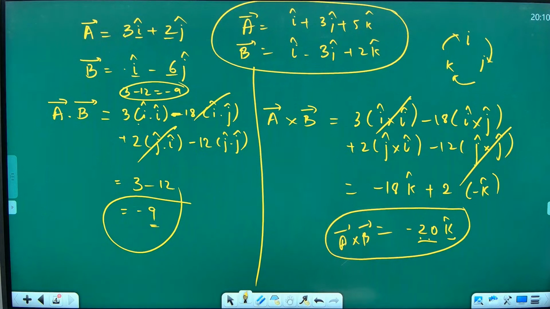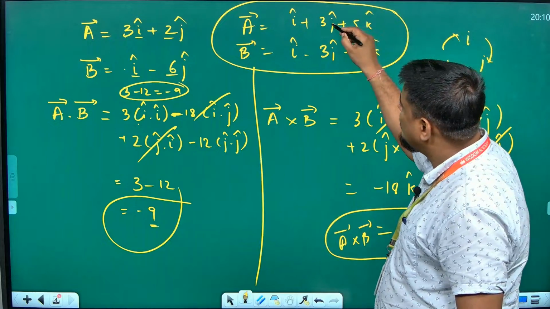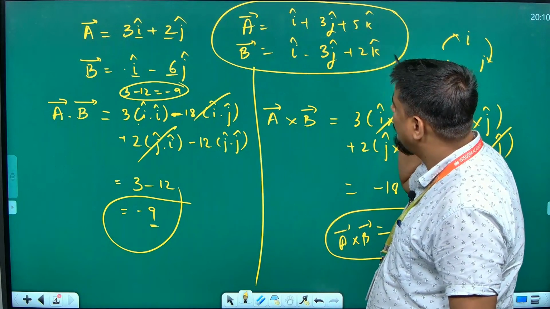First one is i cap only, man. i cap plus 3j cap plus 5k cap. Confusing between i and j. I'll write j like this. Happy?